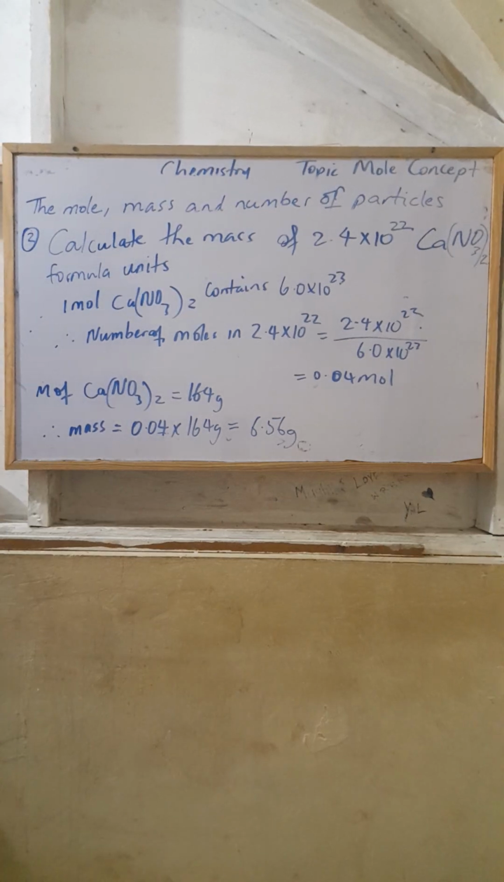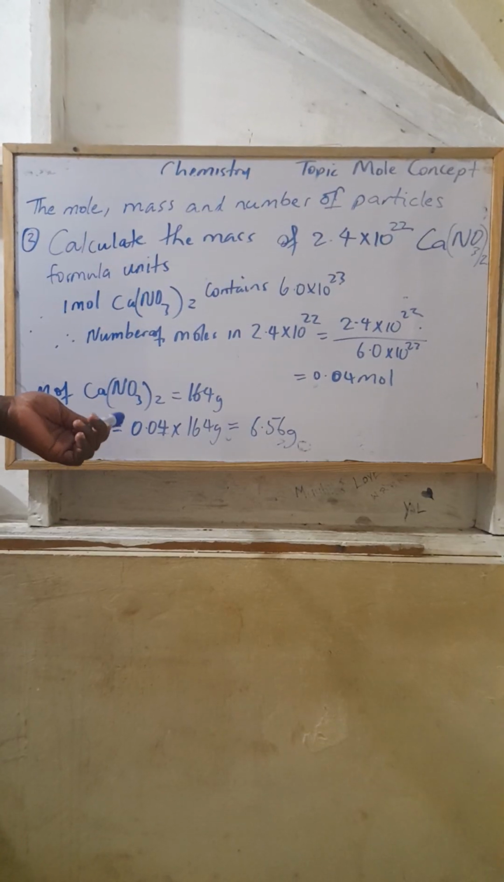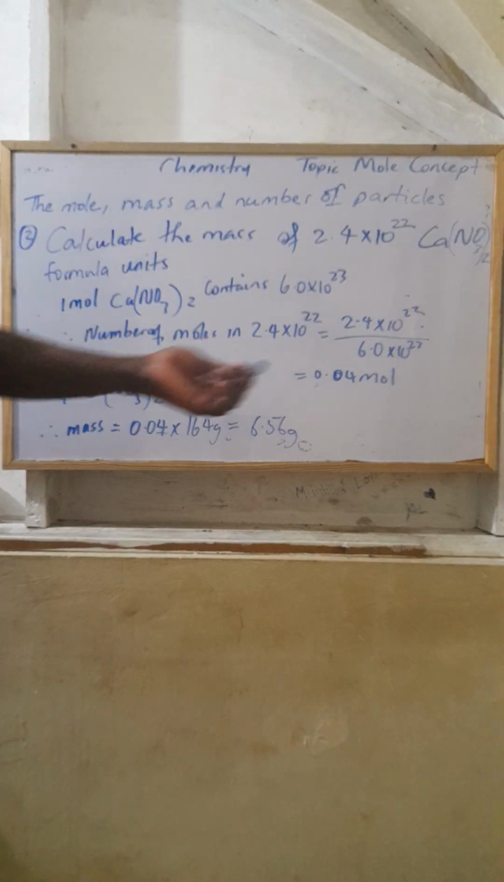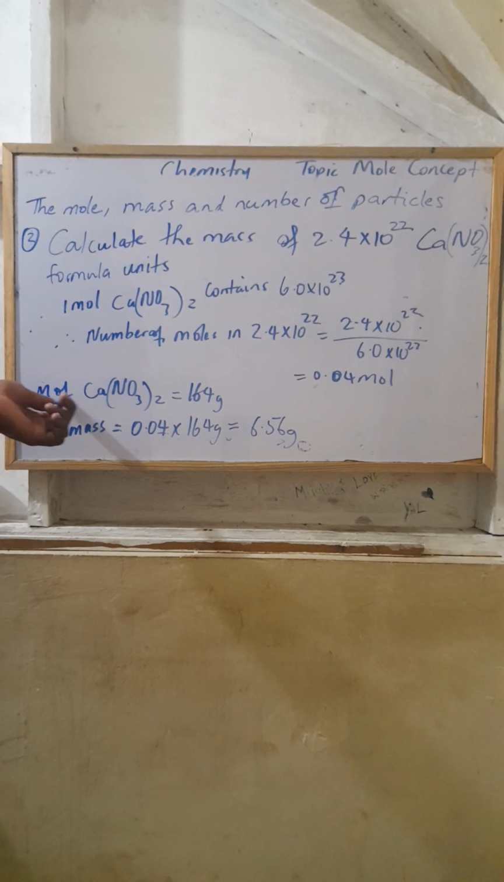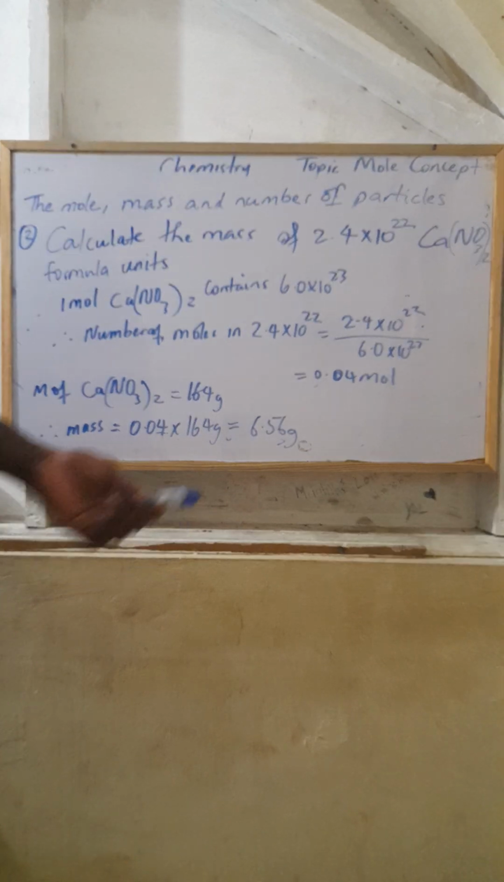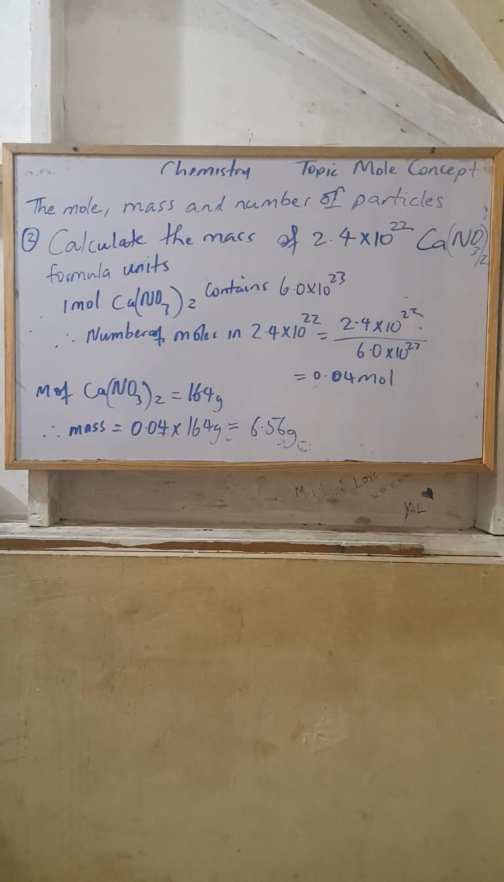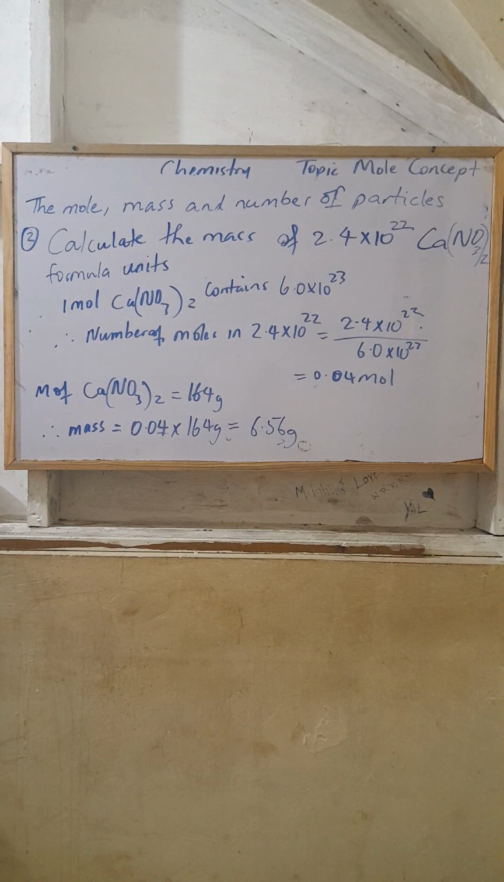All right. So therefore, we can now calculate the mass using the mole that we had just calculated. So the mass is equal to the number of mole calculated times the molar mass of calcium nitrate, which is 164. So it's 0.04 times 164, which is equal to 6.56 grams. So the mass calculated is 6.56 gram. So there we go.